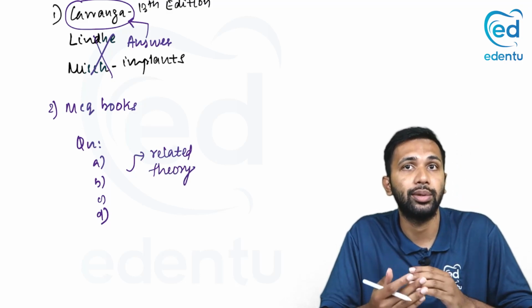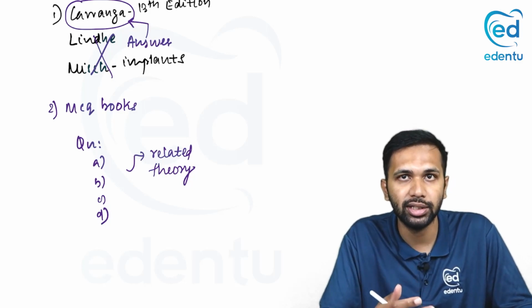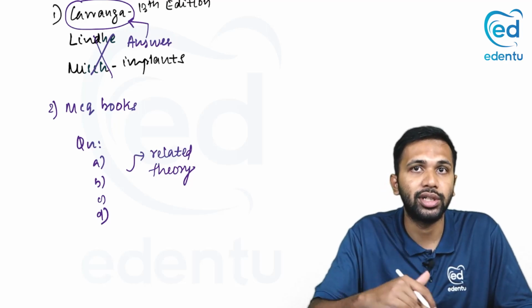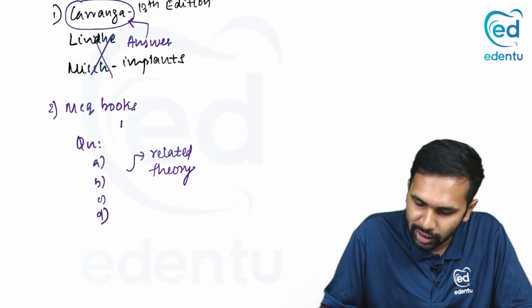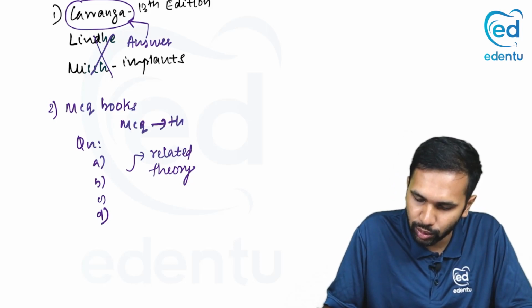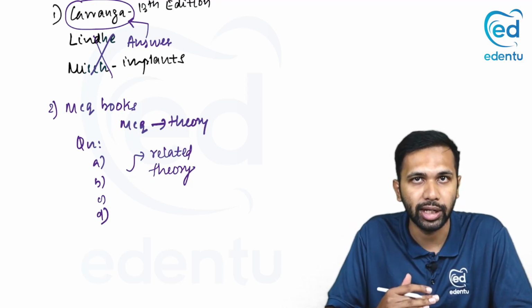That is, let's say you get a question from your gingiva chapter, right? Understand what is being asked, understand all the four options, and you study the theory that is surrounding that question. It is always from MCQ you go towards your theoretical concept. That is how you should study your perio.